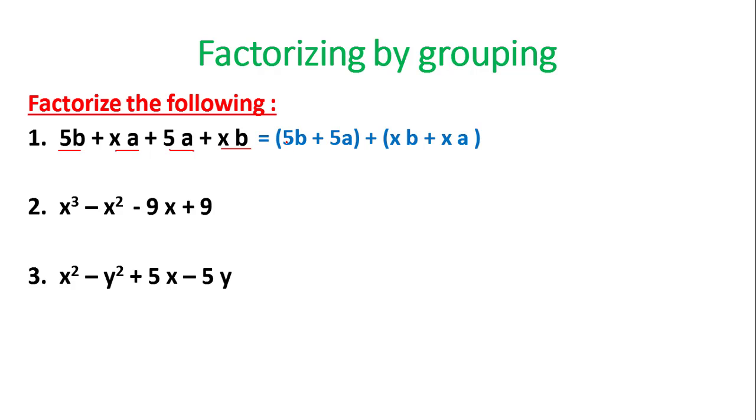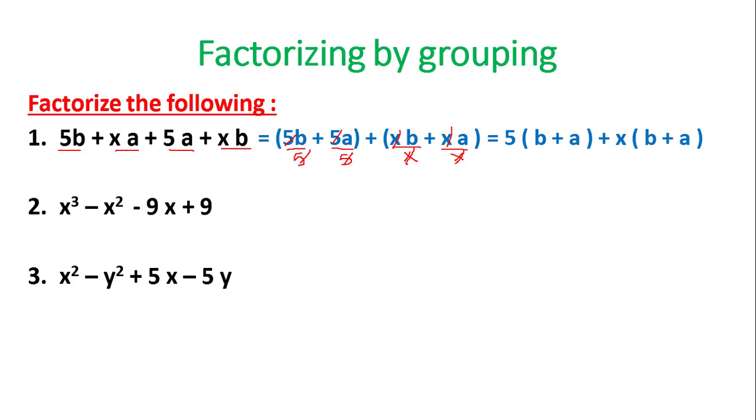Then I'll take off the common factor. What is the common factor here? 5. So I'll take 5 as the highest common factor. The remainder will be b plus a. If I take 5, it means that I'll divide by 5 both sides. Okay, so the remainder will be b plus a. In the same way, the next one, I have x as a common factor. I'll take it as a common factor and I'll divide both sides by x. So the remainder will be b plus a.